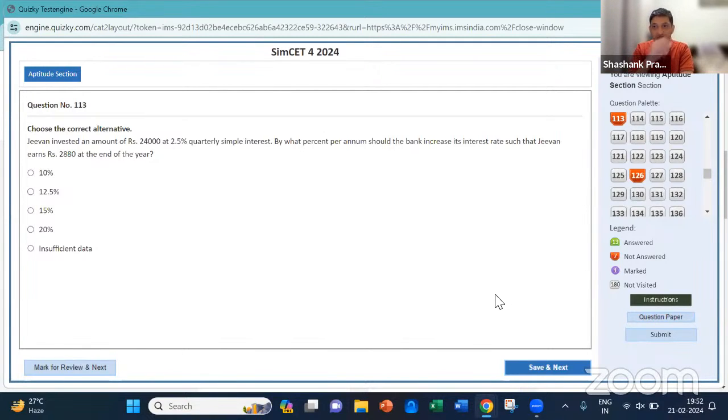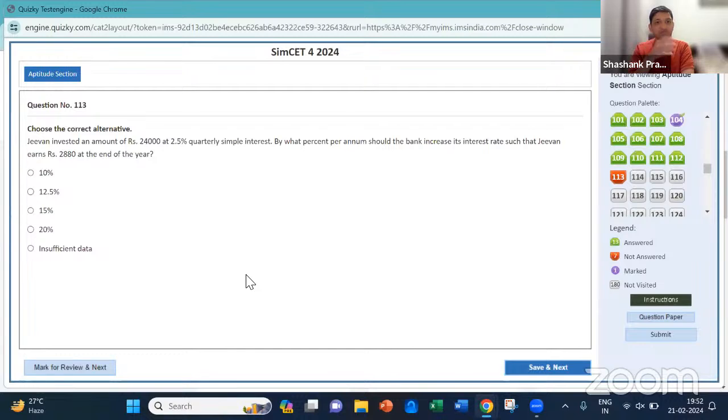Let's see. Okay, where are we? Sorry, we are on question 130, right? Yeah. Jeevan invested an amount of 24,000 at 2.5% quarterly simple interest. So 10% per annum. By what percent per annum should the bank increase interest rate so that Jeevan earns 2880 at the end of the year?